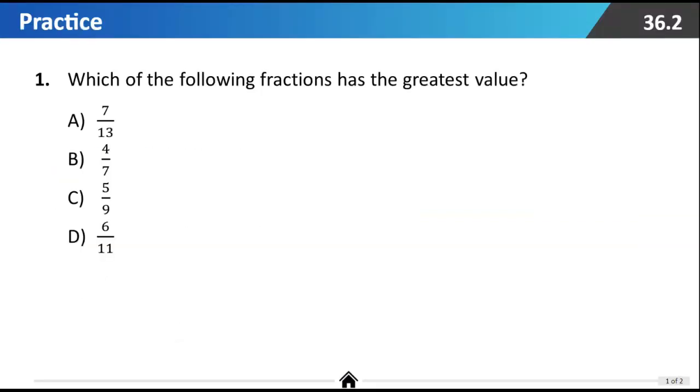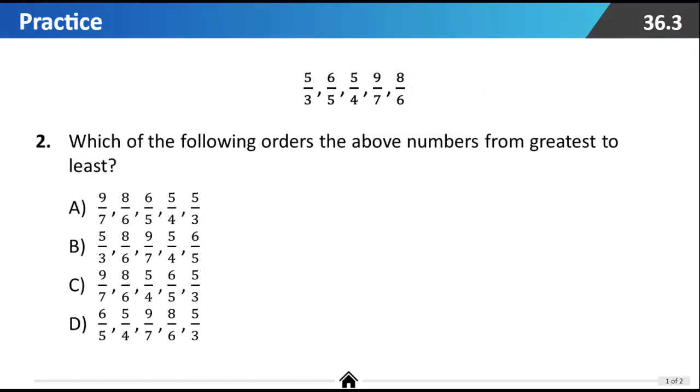And the practice is going to be extremely similar. This one, it's asking for the greatest value, so the easiest thing to do is going to be convert all of those to a decimal. When you do that, you'll see that the first answer is 4 over 7.